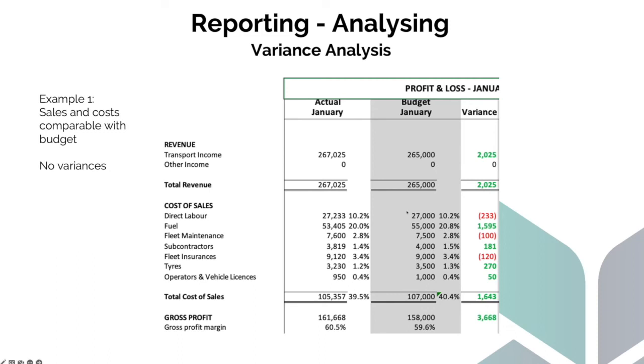But these percentages here, 10.2, 10.2, 20, 20.8, 2.8, 2.8, 1.4, 1.5, these are not the sort of things we should be worrying about. These percentages, by the way, are a percentage of sales, because sales drives everything. When it comes to budgeting, your sales budget is your starting point. When I say sales drives everything, don't misunderstand me. I'm not saying sales is the most important number in your business. I'm not saying turnover is more important than profit or anything like that.